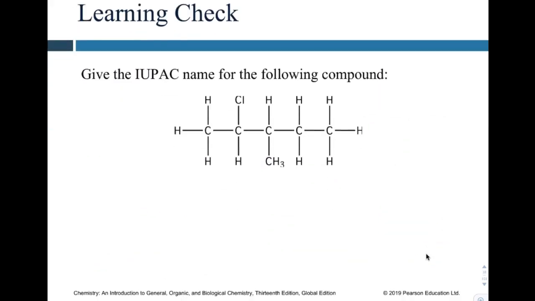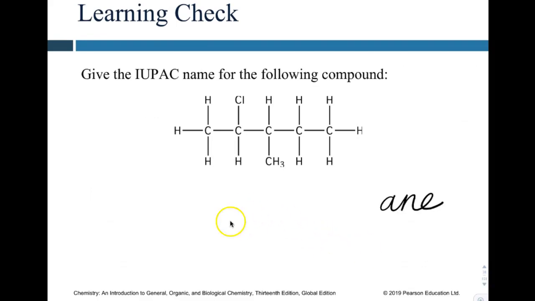All right, let's try this one. Now, first, I want you to build from the back. So you're going to start with the ending. Is the ending ane or something else? And we haven't learned anything else yet, so the ending's obviously ane. Let's just give a quick check. Are they all single bonds? Yes, I see no double bonds or triple bonds, and no other special groups like alcohols. So I'm going to start with the ending as ane.